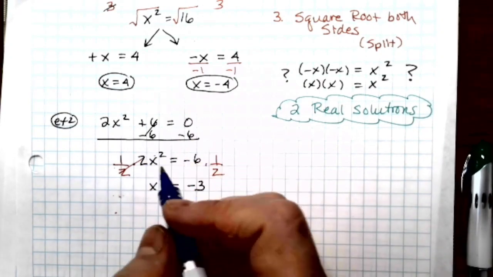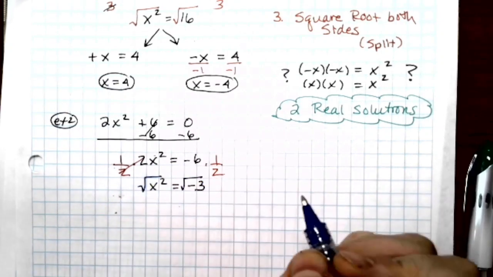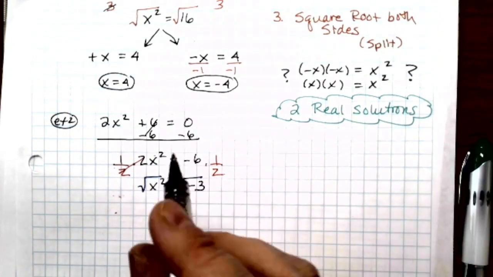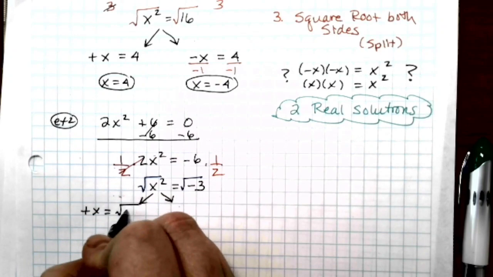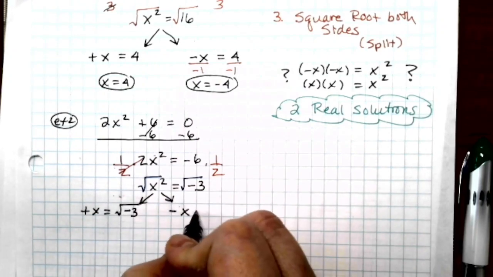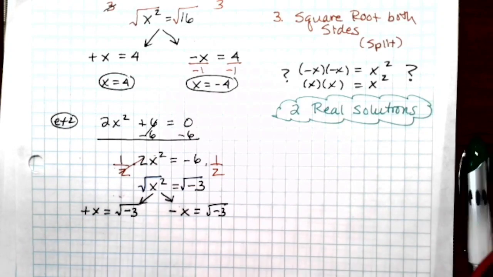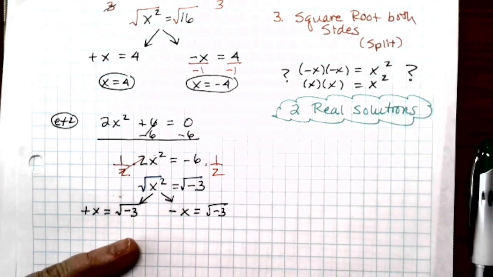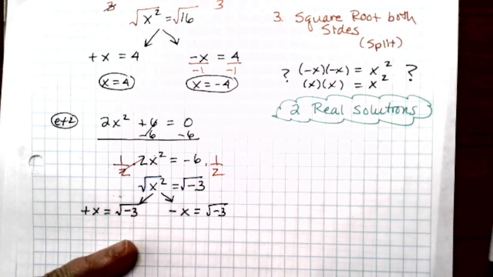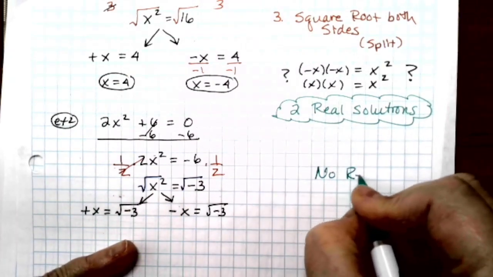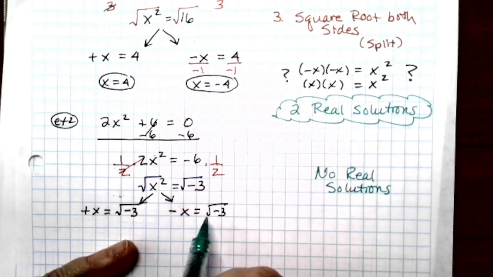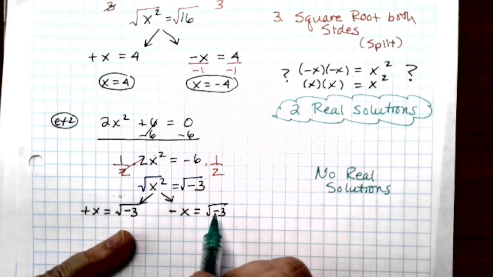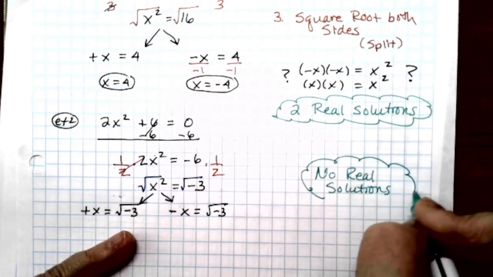All right, step 3, square root both sides. All right, we square rooted both sides. This immediately causes a split. I get a positive x equals the square root of negative 3, and a negative x equals the square root of a negative 3. Now, if there is a negative under the radical, it means that we have no real solutions. And this one's the same because you can't cancel the outside negative with the inside negative. So in both cases, there is a negative trapped under the radical bar.